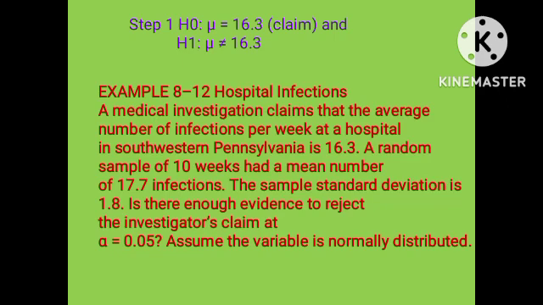Step 1, we need to find our null hypothesis and alternative hypothesis. Our null hypothesis is the population mean equals 16.3, and our alternative hypothesis is the population mean is not equal to 16.3. The 16.3 is the claim from the investigation, but our alternative hypothesis is not equal because the infections can increase.